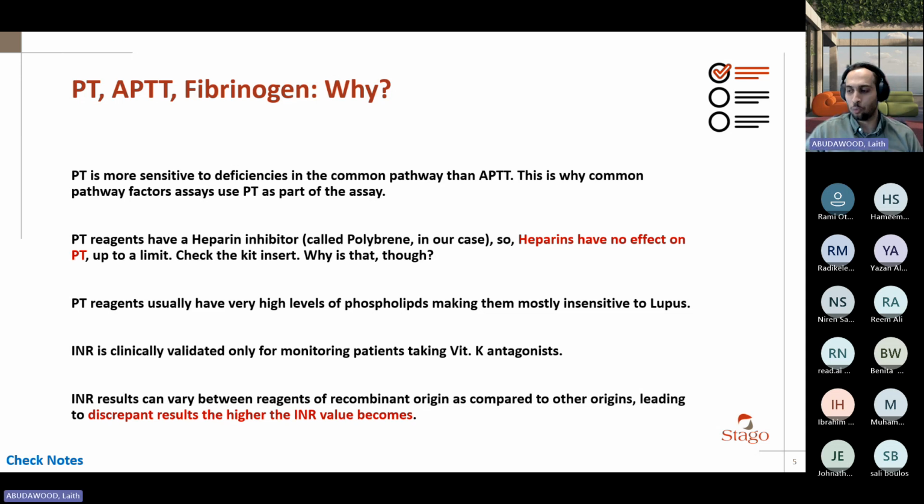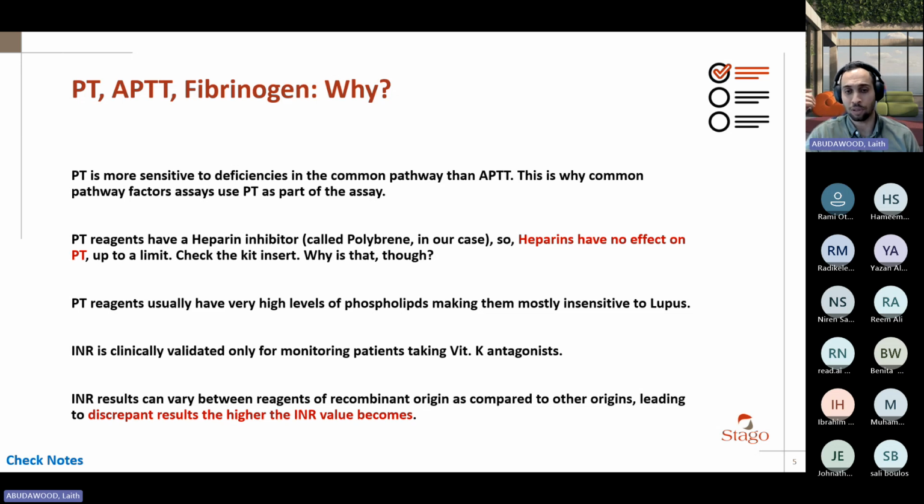Now, one point that your customers might not realize when using INR: when it was created, when it was validated, when it was studied, it was only validated and studied for patients who are taking vitamin K antagonists, most famously warfarin.